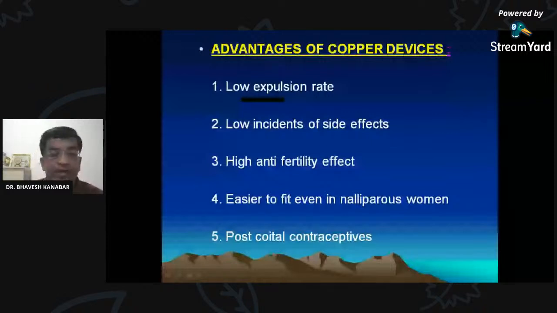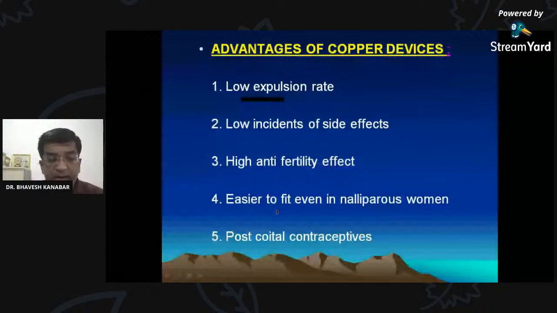There are two types of mechanism. One is because of the presence of the device itself, which mechanically interrupts conception. Even if there is conception, the presence of the device can avoid fertilization, I mean to say it can avoid implantation. Even if there is implantation, it can expel the embryo. And because of the presence of the copper, they have an additional anti-fertility effect.